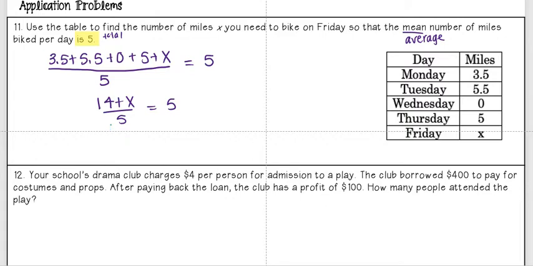And now again, we have to be careful here. We have this whole big fraction. So whenever you have something that looks like this, we need to undo that division first. So I'm going to multiply both sides by 5. And so now I have 14 plus X is equal to 25. And then I'm going to subtract 14 from both sides. So I get that X is equal to 11 because 25 minus 14 is 11. So I need to bike 11 miles.